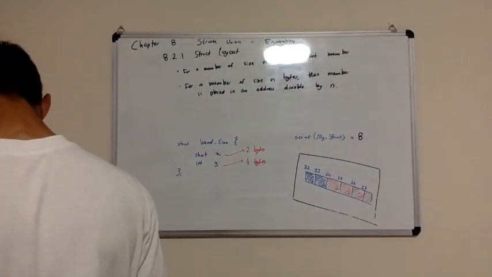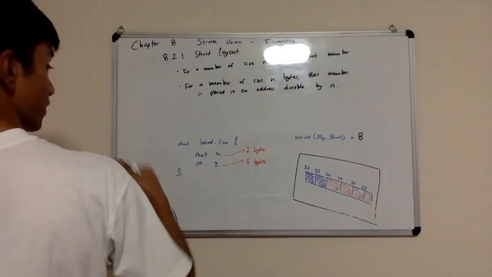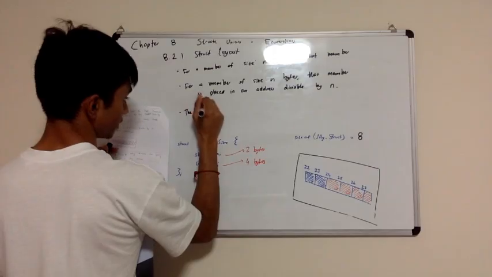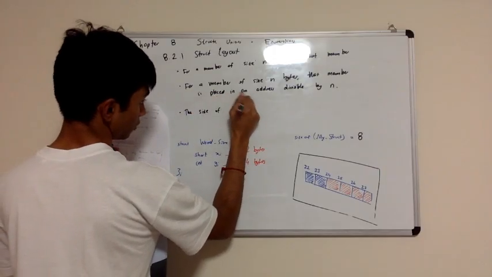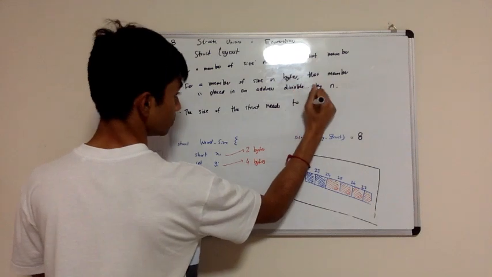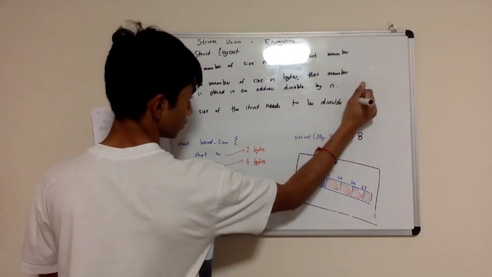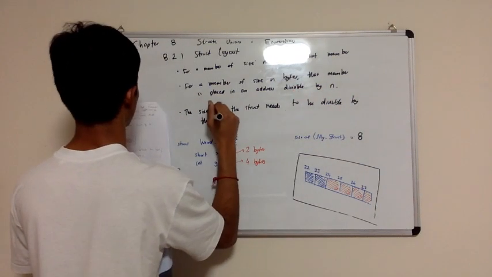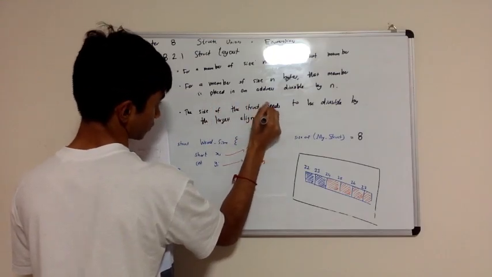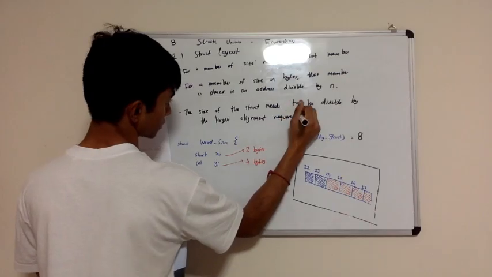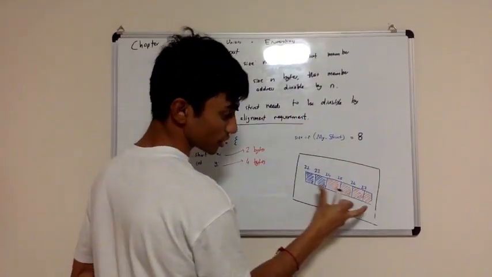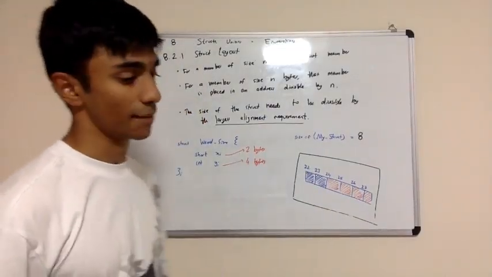I lost it. Where is it? The second rule that I found was the size of the struct needs to be divisible by the largest alignment requirement. Okay? What is the largest alignment requirement? The size of the struct, how big it is, needs to be divisible by this largest alignment requirement.